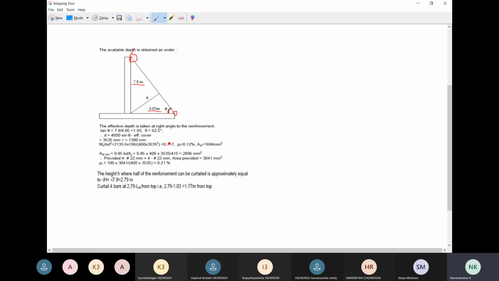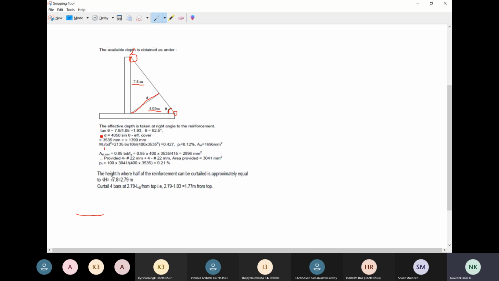Now you're going to calculate the effective depth to be provided in case of a counterfort retaining wall. In the previous step we calculated the minimum depth to be provided for the counterfort support. Now we are going to calculate the effective depth. This is the effective depth, from this point to this point, the depth of the counterfort to be provided.